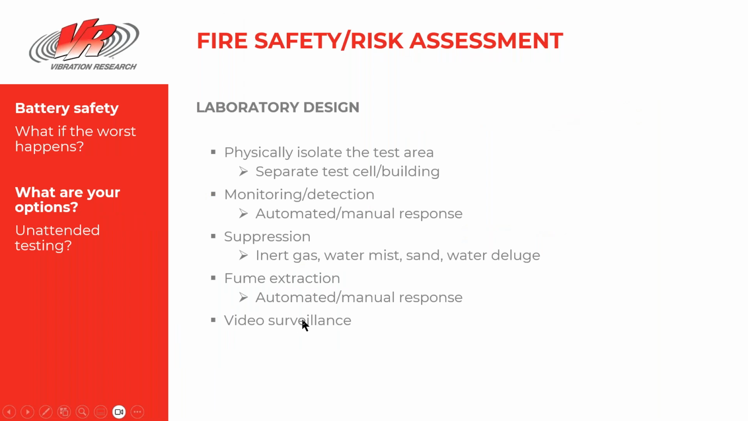Okay, fire and safety risks next. We're busy running out of time, but hopefully we've just got enough time. Laboratory design, looking at battery safety: physically isolate the test layer, put it in a separate test cell or a test building. Monitor and detect, so automated responses in detecting fires and safety risks associated with that. You've got fire suppression: inert gas, water mist, sand or complete water deluge systems. Also consider, obviously, fume extraction.